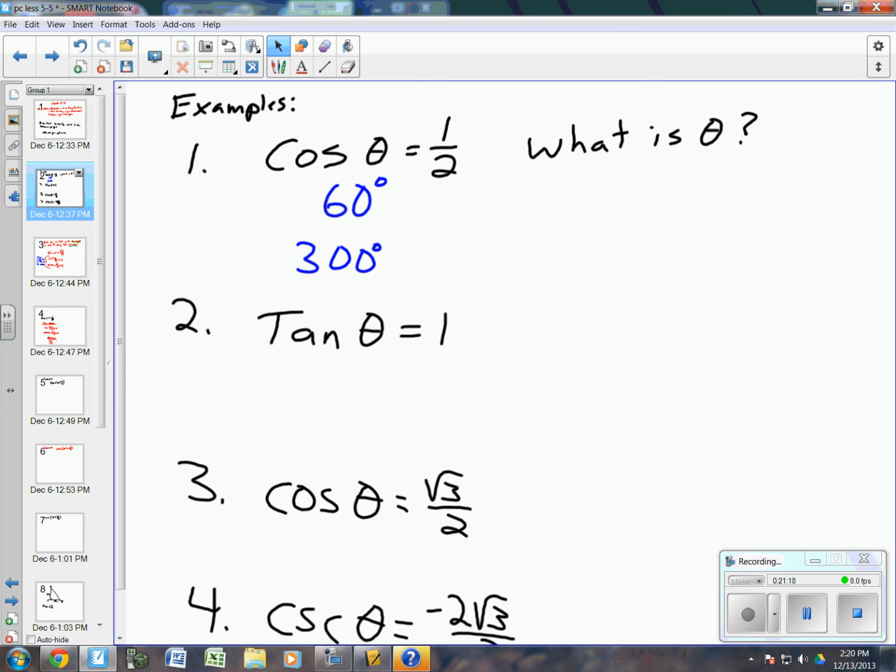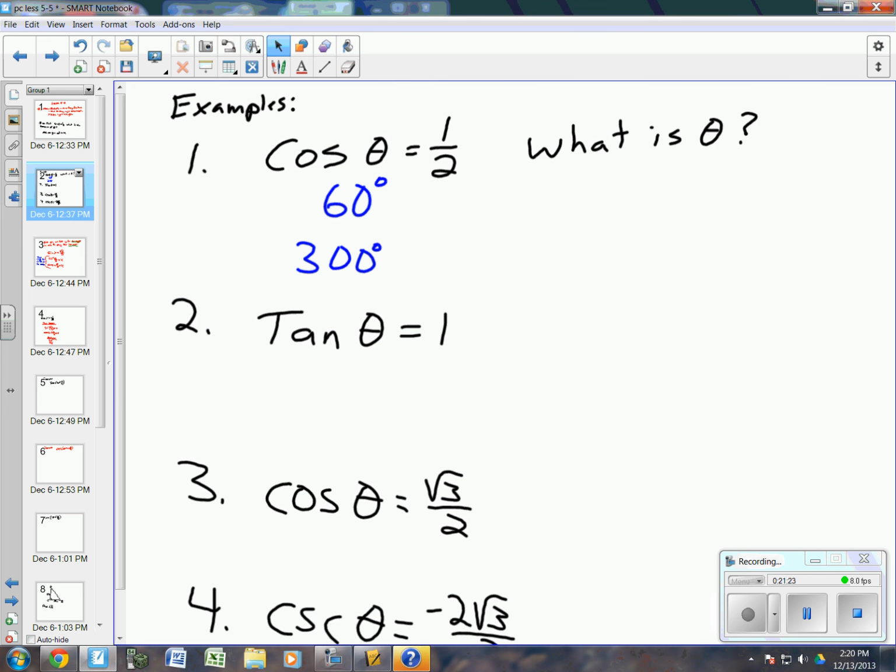Now, really, there's an infinite number of answers. Why? You add 360 to it. What do we call those angles? Coterminal angles, right? So if I said name all the angles that the cosine of which gives me 1/2, I'd have to go 60 plus 360k, where k is an integer, can be positive or negative, or 0. And that would give me all of them.